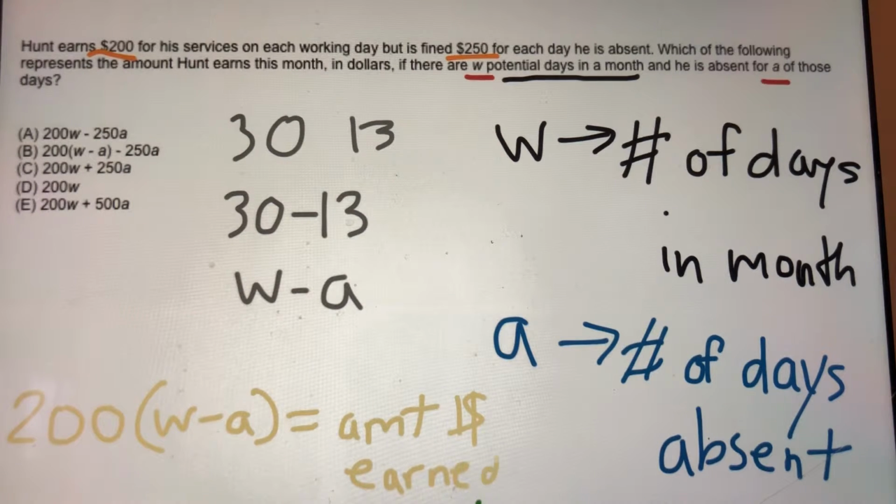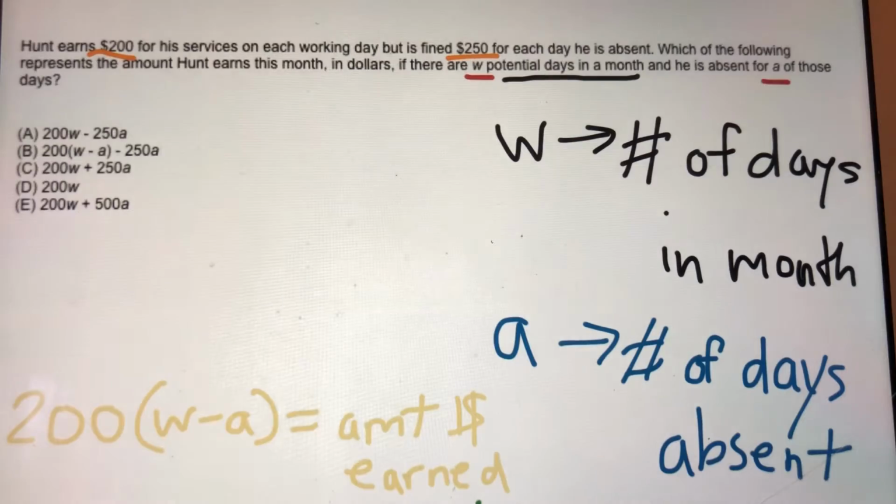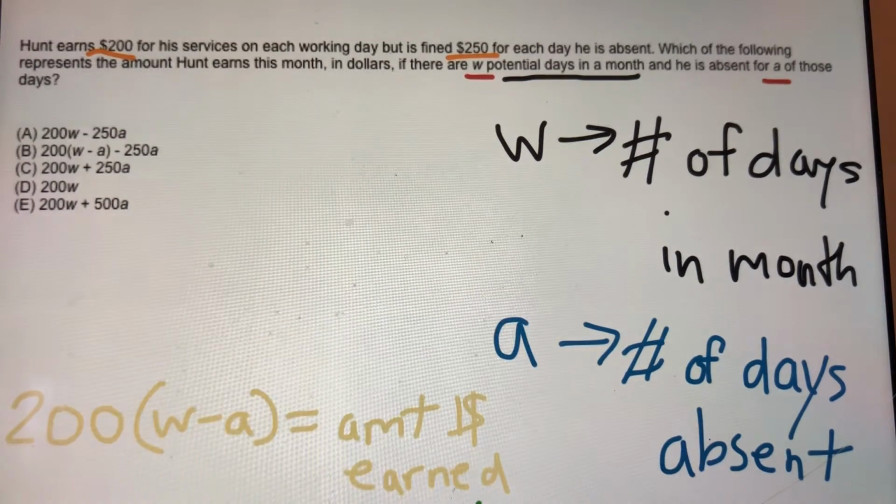All right, so I'm going to erase this for some more space. Our other number here is 250, and that's how much he's fined a day for being absent, not late. So if we look at our variable list, W minus A relates to 200. Now we have to figure out what variable this 250 relates to.